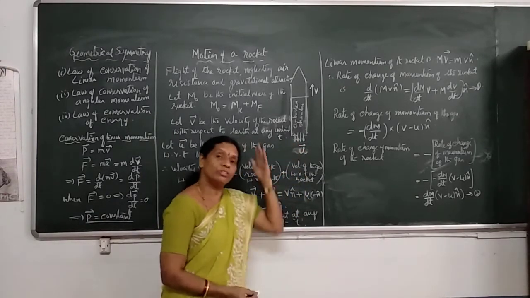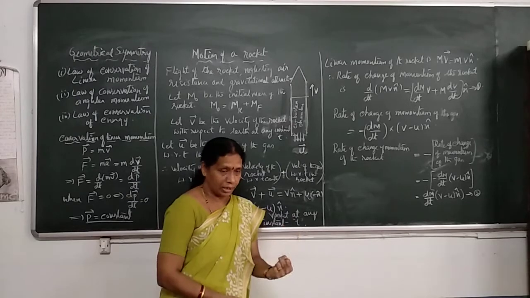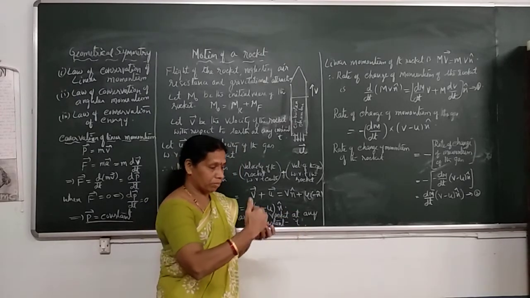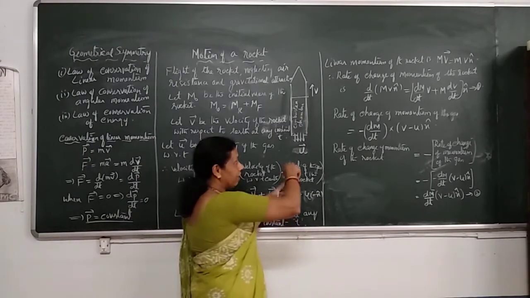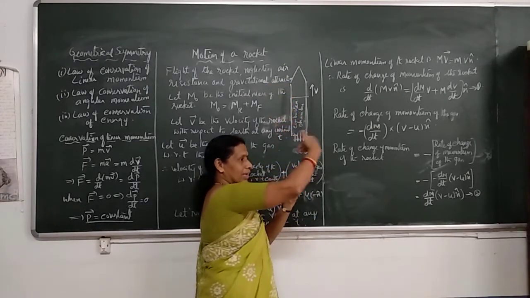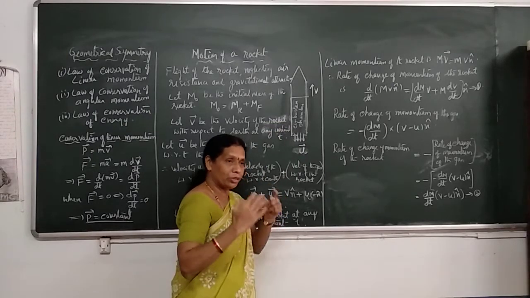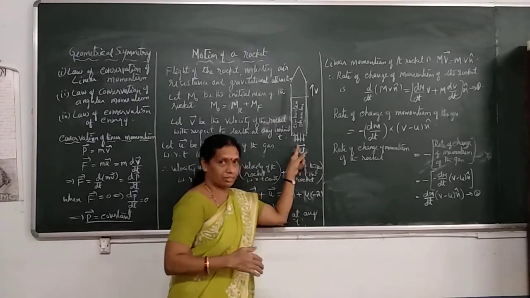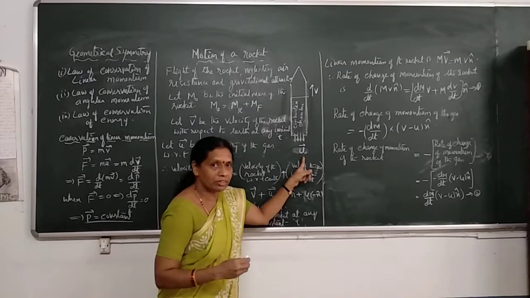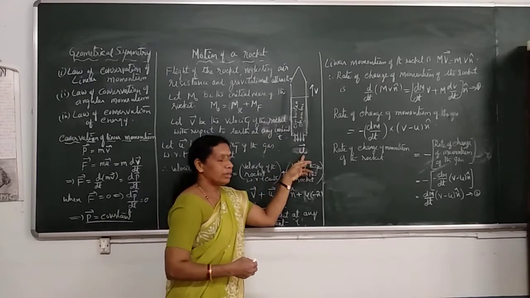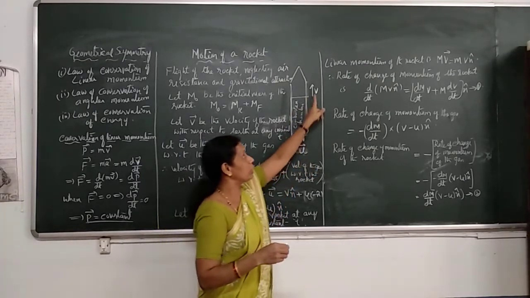Here is how the rocket moves: the gases escape from the nozzle with very high momentum in the downward direction, and momentum equal and opposite to that of the gases is transferred to the rocket, so the rocket moves upward. Gases are coming downward and the rocket is moving upward with equal momentum. Let u be the velocity with which the gases are escaping, the velocity of the gas with respect to the rocket.